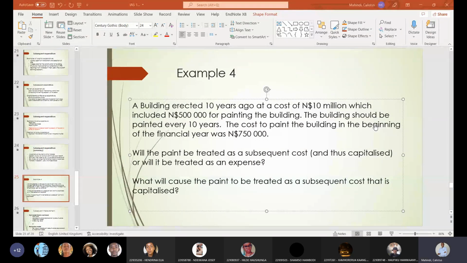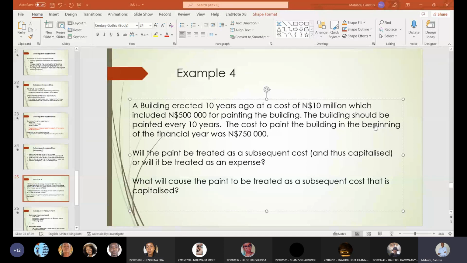So what does it mean? Is it treated as an expense, or is it added to the carrying amount of the building? I don't think it's added, because it says it doesn't increase the... I don't know. Okay, so if it's not added, then it must be expensed. You only have two options.